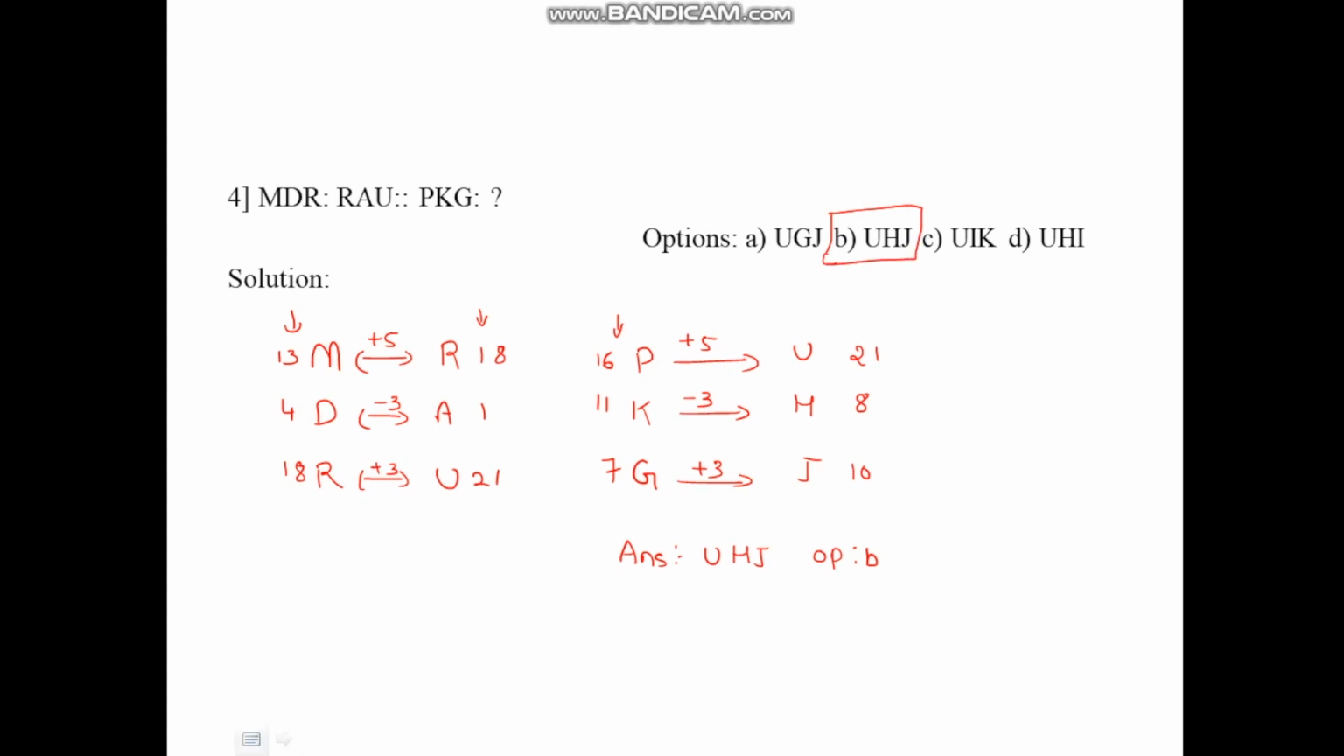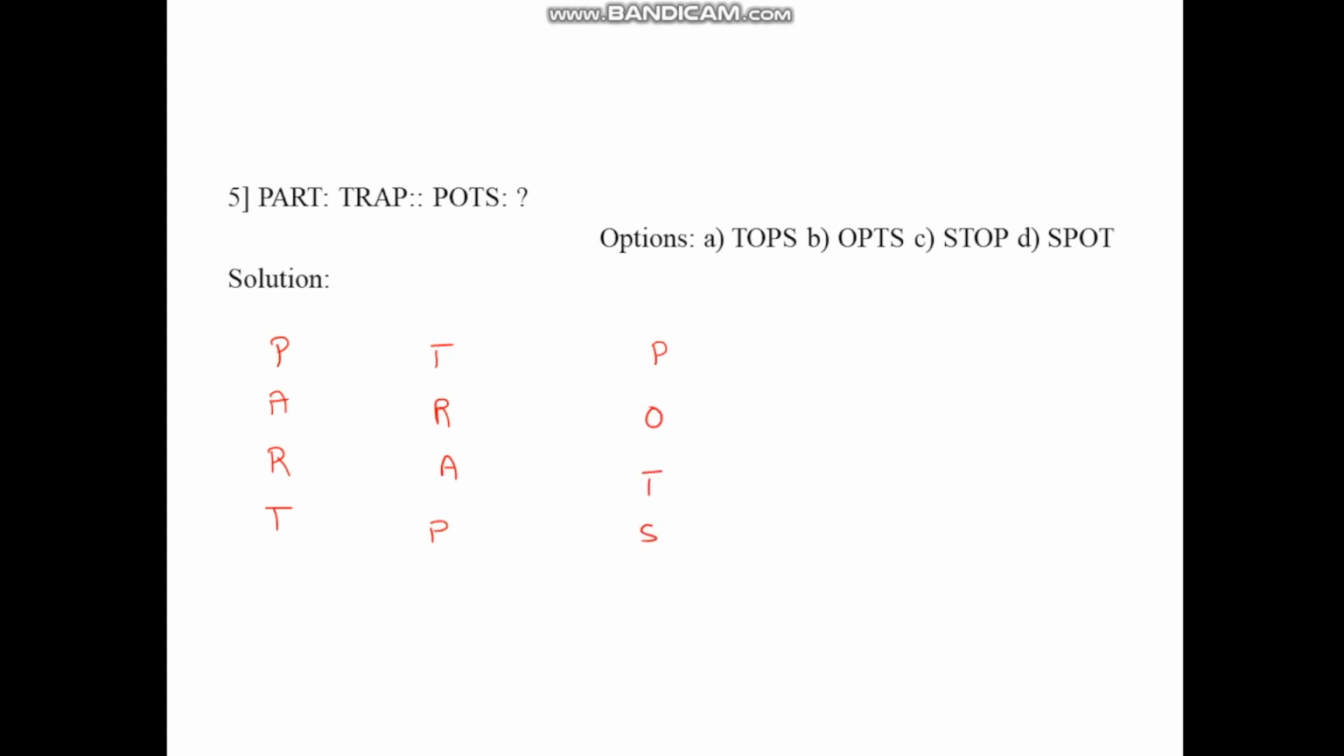I will move to the next question. Guys, I think you are following me. So again, write down the letters in horizontal, vertical direction. T, R, A, P. Okay, next P, O, T, S. Next you have to find out what the question mark is. So what is the relationship between these? You have to find out the relationship.